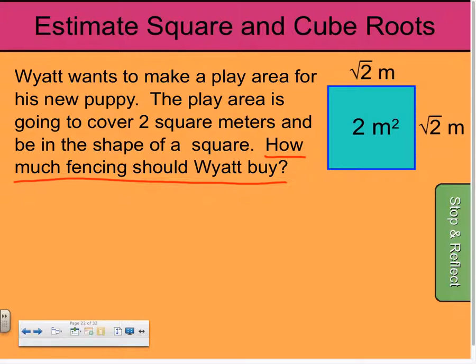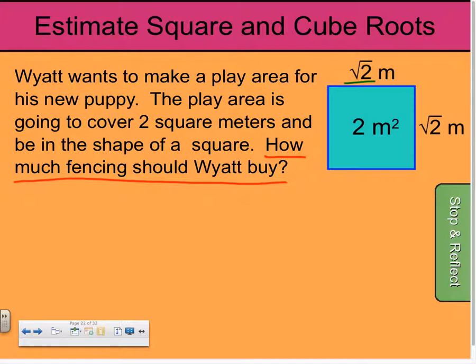Now remember, lots of times when you're buying materials, it's okay to have extra. What you don't want to have is too little. So notice they've already given us the sides of the square, the square root of 2. Well, how did they get that?